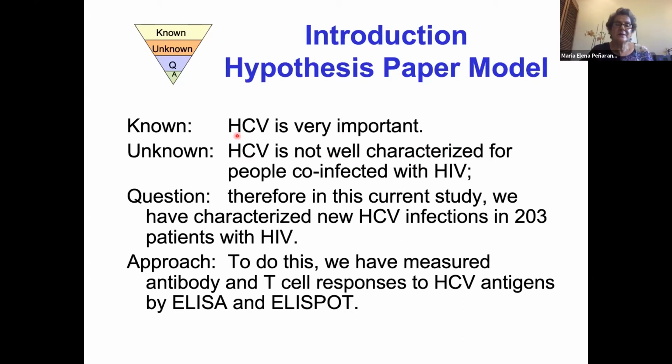Hepatitis C virus is very important, particularly in Egypt. It's a big epidemic. Hepatitis C virus is not well characterized for people co-infected with HIV. Therefore, in this current study, we have characterized hepatitis C virus infections in 200 patients with HIV. Approach to do this, we have measured antibody and T cell responses to hepatitis C virus antigens by ELISA and ELISpot.